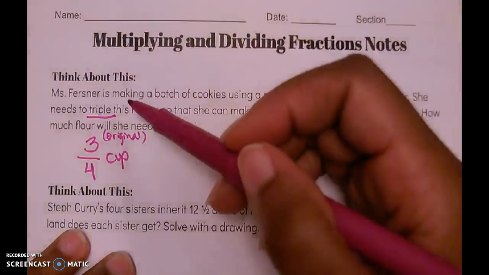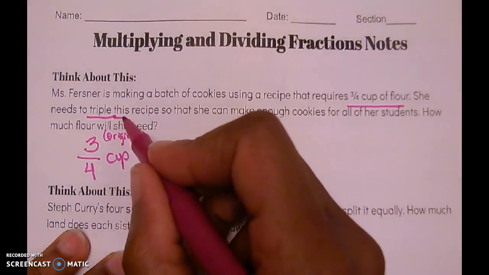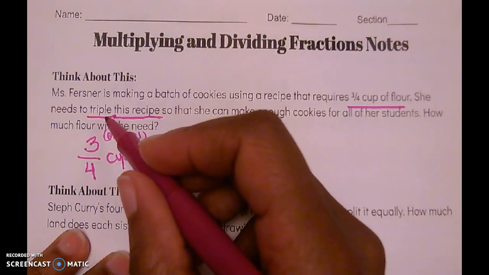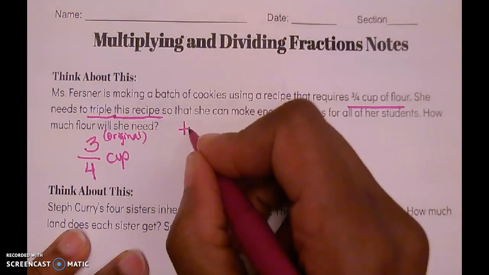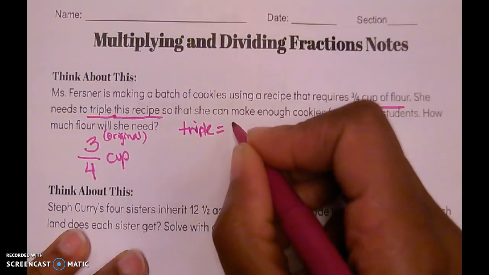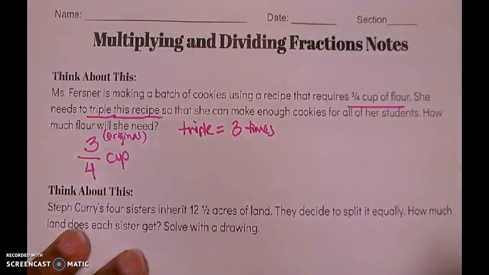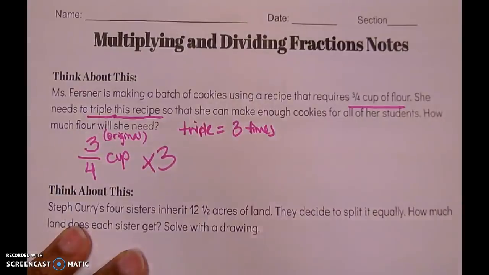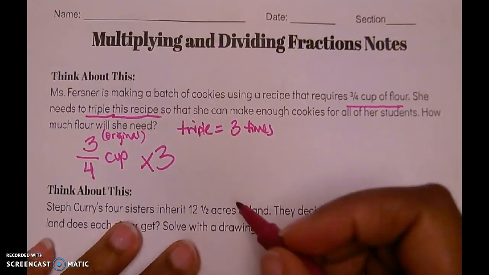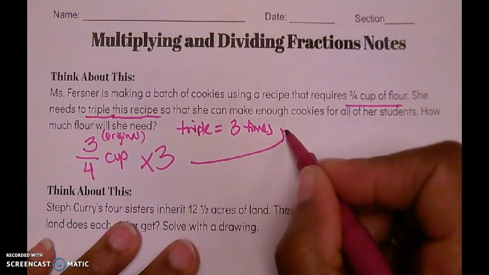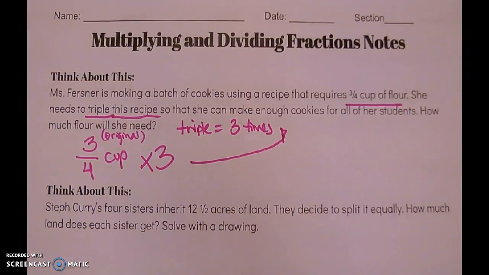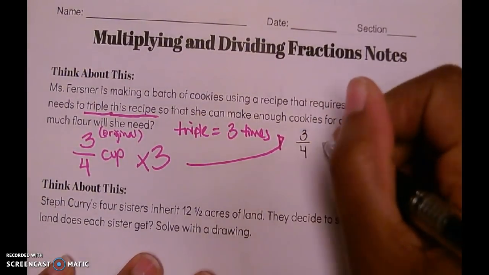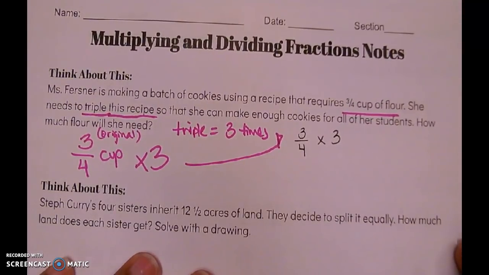But I need to triple this recipe. The word triple is another word for 3 times. So, triple, 3 times. Okay? So pretty much I'm going to multiply 3/4 times 3. So now I'm going to take this over here and set my problem up the right way, using my steps. So the first thing I'm going to do is rewrite my problem. 3/4 times 3.